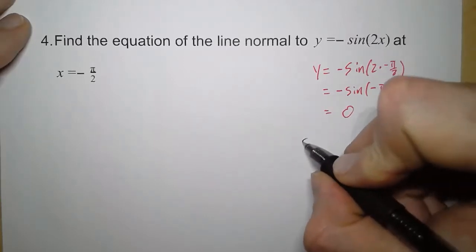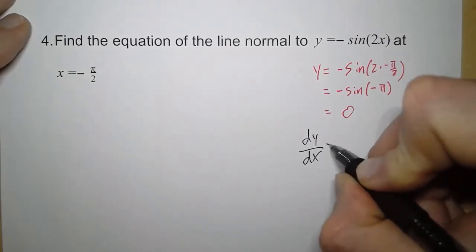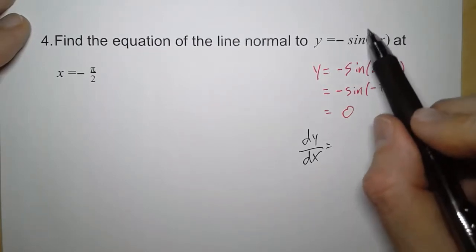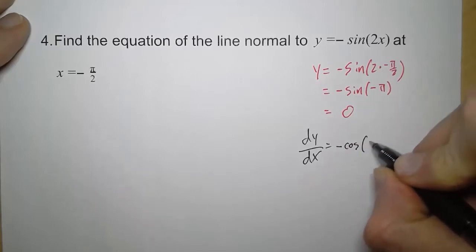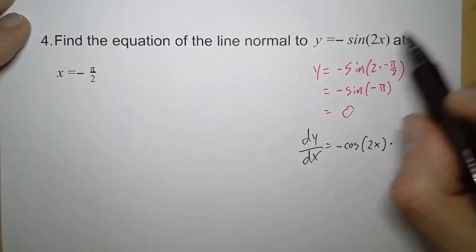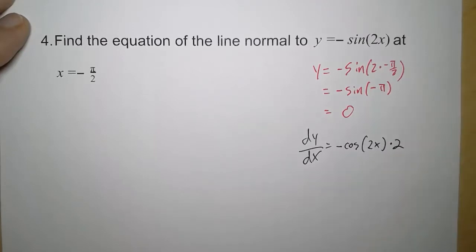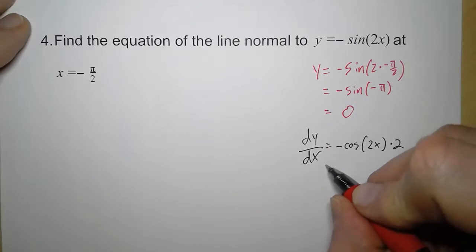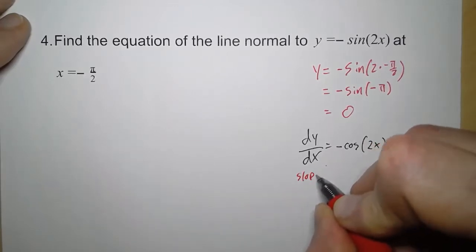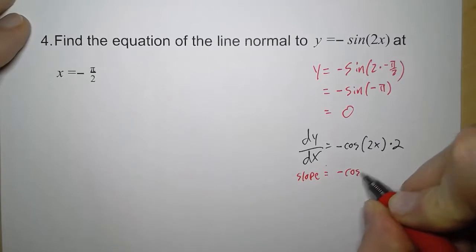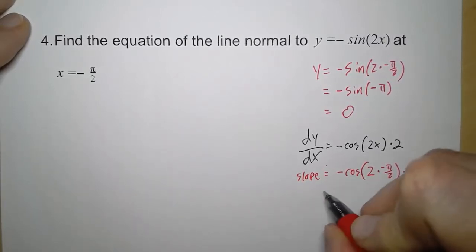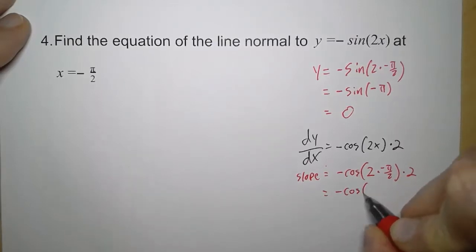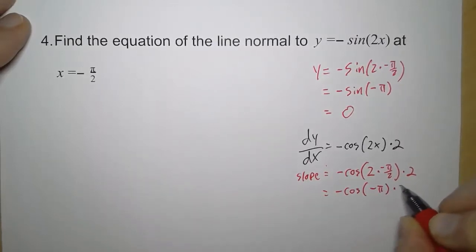So now for our derivative. Here we're going to have chain rule again because our outside function is negative sine. And so the derivative of that is negative cosine 2x. And then the derivative of the inside is positive 2. So when we substitute negative pi over 2, our slope is equal to negative cosine of 2 times negative pi over 2 times 2. So we have negative cosine of negative pi times 2.